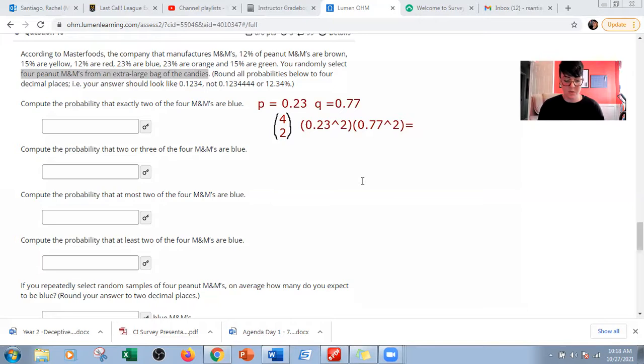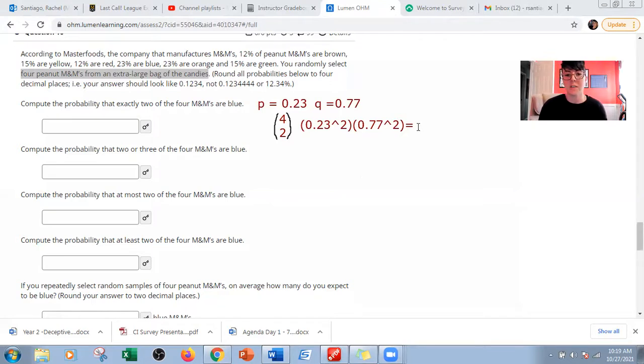So we can do 4 choose 2. We're going to use our calculator to do so. That's going to give us 6. 4 choose 2 is 6. Then we're going to multiply that by 0.23 to the second power, and then times 0.77 to the second power.